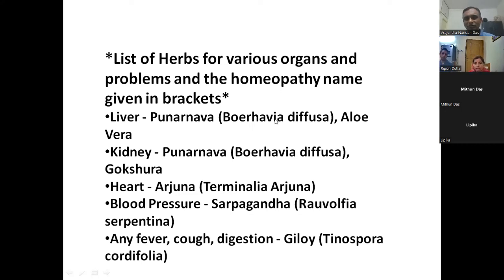With this name, Boerhavia diffusa, you will find the medicine in a homeopathic shop. If you say Punarnava, they may not understand, but if you say Boerhavia diffusa, then they will understand.